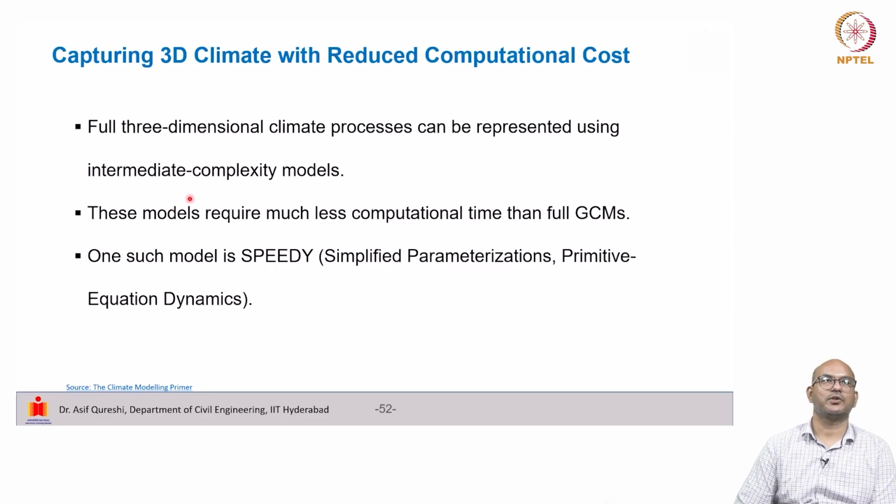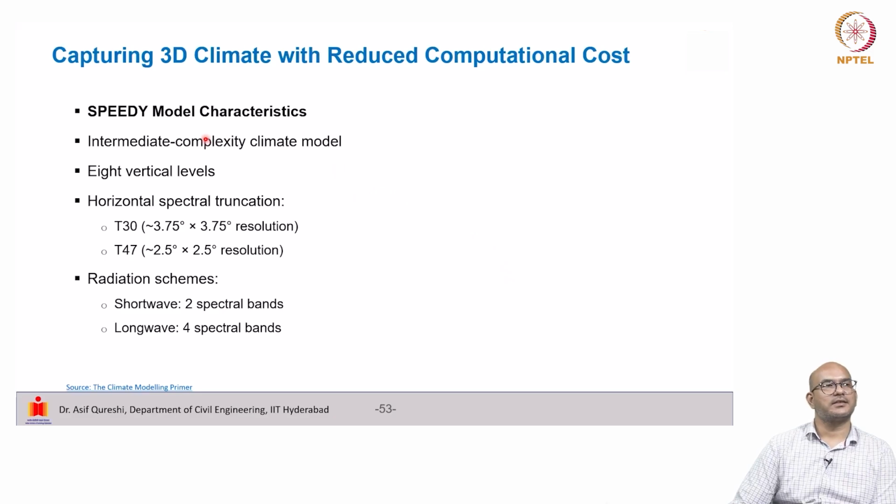So, our intermediate models will require much less computational time than full GCMs. One of our reference books introduces a model called SPEEDY, which stands for Simplified Parameterizations Primitive Equation Dynamics. So, what are the characteristics of this particular model? Of course, there will be many other models, and the student is free to explore any of these models and develop their own flavor.